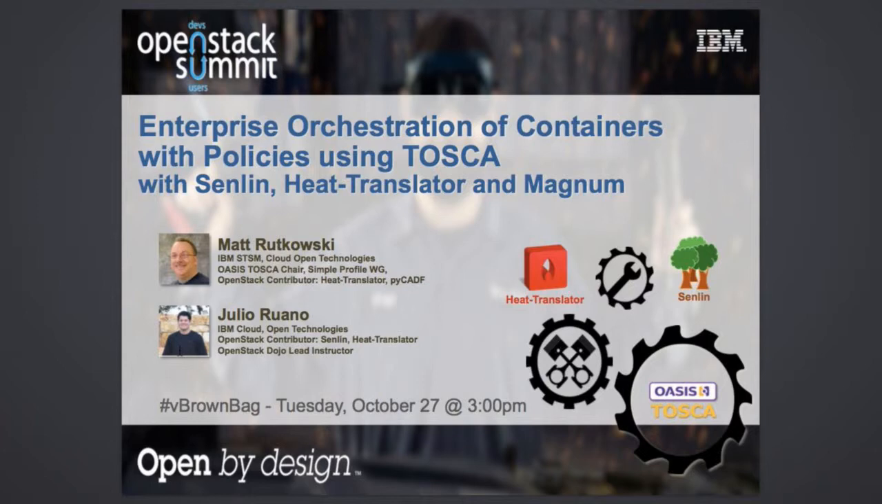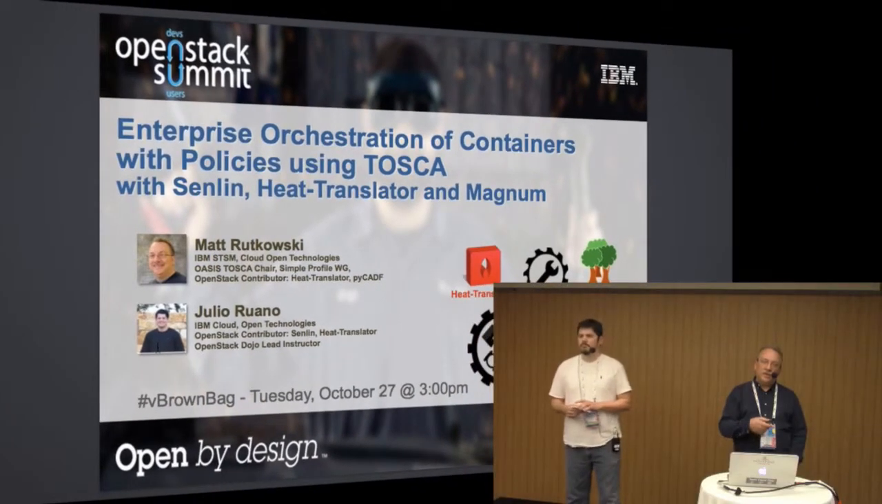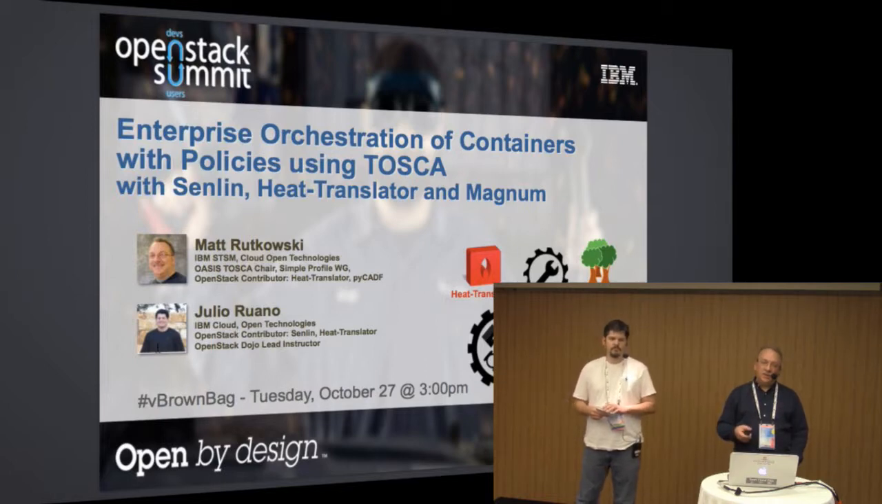The heat-translator project, which is a part of the Heat project, takes the Tosca standard description of applications as templates and is able to orchestrate them, and the Magnum container service. We're going to show how these three projects are working together and have started working together in the Liberty release, and what our plans are in the Mitaka release to enable it to do policy-based scaling, update, and a lot of things automatically using the Tosca description language.